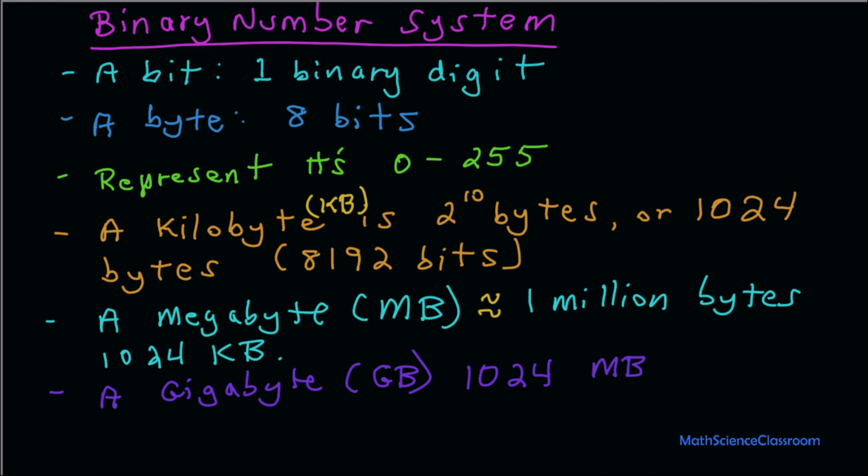And then finally, just for practical reasons, we could continue on to higher numbers. But most people working with computers usually are not working with numbers over a terabyte. So a terabyte, TB, is 1024 gigabytes.